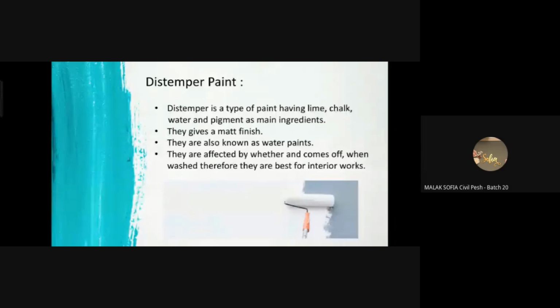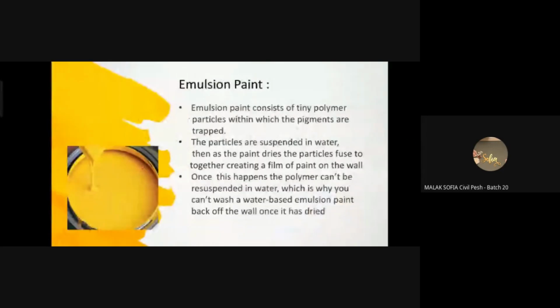Next, we have the emulsion paint, and it is a very special type of paint. Although it is a water-based paint, it is not affected by water or rainwater once it is applied on the surface. The reason for that is that it contains polymer in which the pigments are trapped.